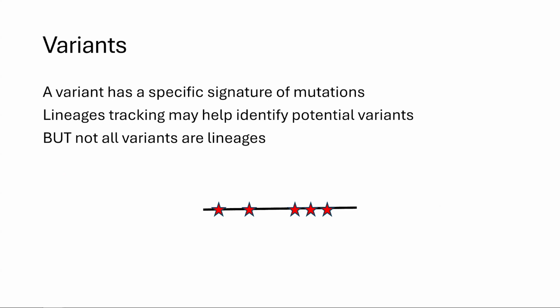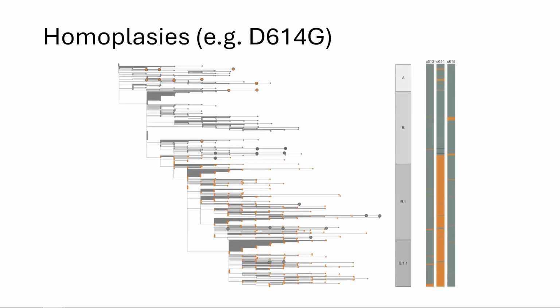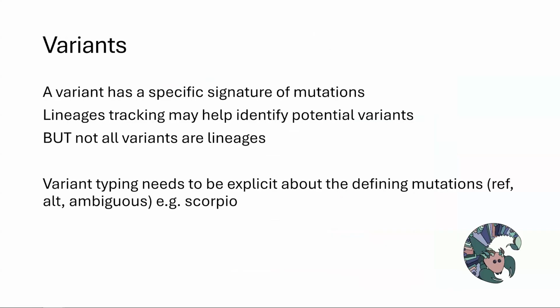And we touched the other day on variants. Variants, as it's been used in sort of parlance now, has a very specific signature of mutations. Lineages may help us to identify potential variants, but not all variants are going to correspond to a single lineage. Sometimes they might correspond to many lineages. For example, the first variant was the D614G mutation, which we see all across the tree, which is a really common thing for viruses. And for variant typing, you really do need to be explicit, I think, about the defining mutations, which ones you have, which ones you don't. So it's going to be a separate problem to lineage classification.